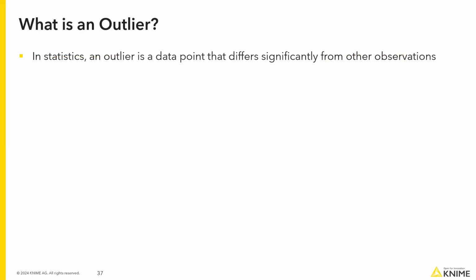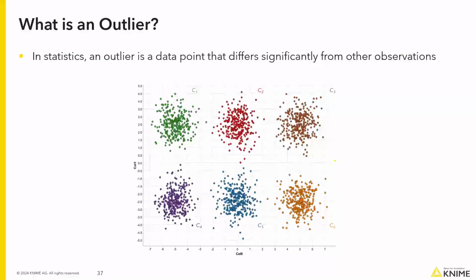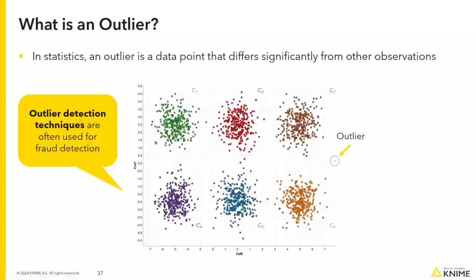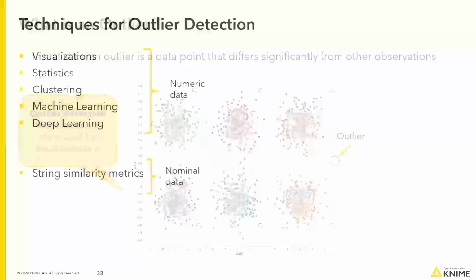An outlier is a data point that is significantly different from other observations. For example, on this picture, you can see that we have different groups of data, and there is this one little point here that kind of doesn't belong to any of those groups, and in this case, this would be an outlier. And outlier detection techniques are often used for fraud detection.